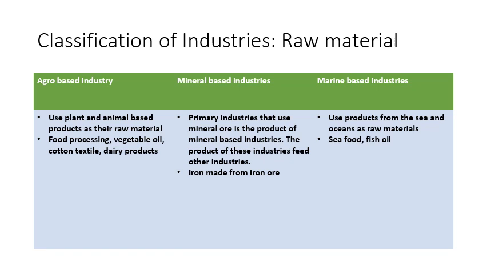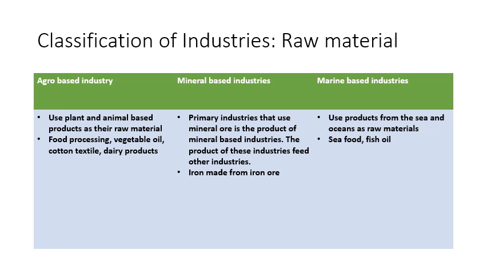And what are marine-based industries? Marine-based industries use products from the sea or ocean as their raw material. Examples are seafood and fish oil, and you can say salt also. Salt is from marine-based industries, because these products come from the sea and ocean as raw materials.